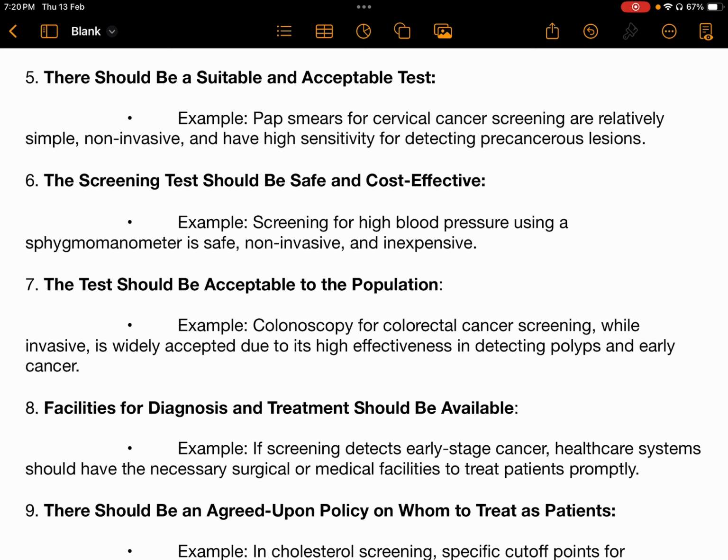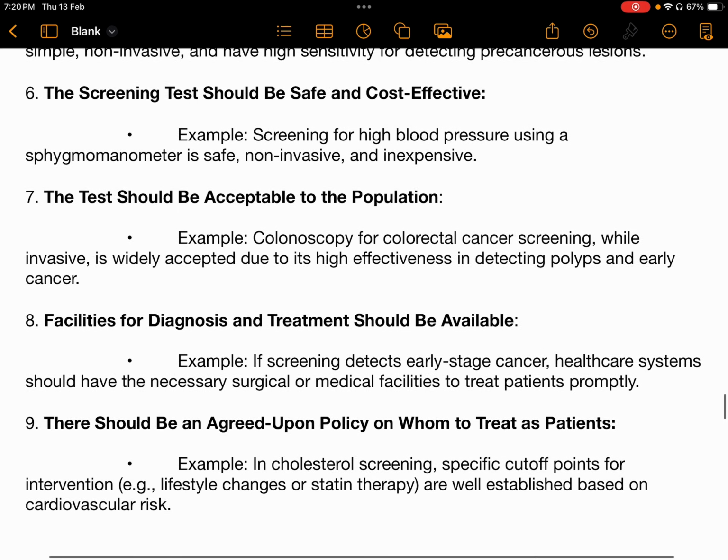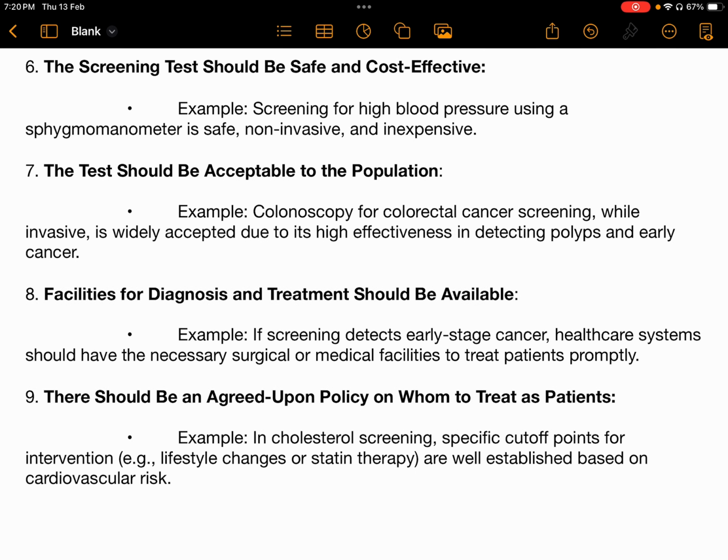polyps and early cancers. Eighth principle: facilities for diagnosis and treatment should be available. Adequate resources must be in place to confirm the diagnosis and provide treatment to those who test positive. Screening is futile without the ability to follow up with confirmatory testing and effective treatment. Example: if screening detects early stage cancer, healthcare systems should have the necessary surgical or medical facilities to treat the patients promptly. Ninth principle.